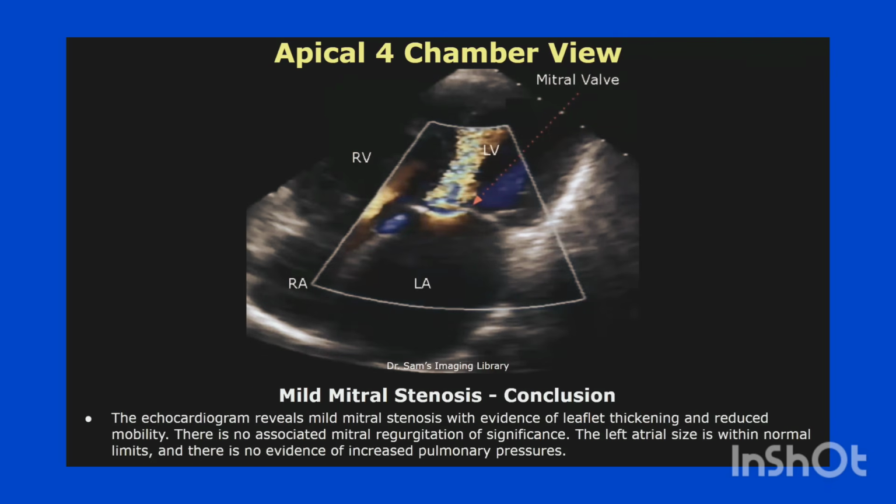This is the conclusion. The echocardiogram reveals mild mitral stenosis with evidence of leaflet thickening and reduced mobility. There is no associated mitral regurgitation of significance. The left atrial size is within normal limits, and there is no evidence of increased pulmonary pressures.